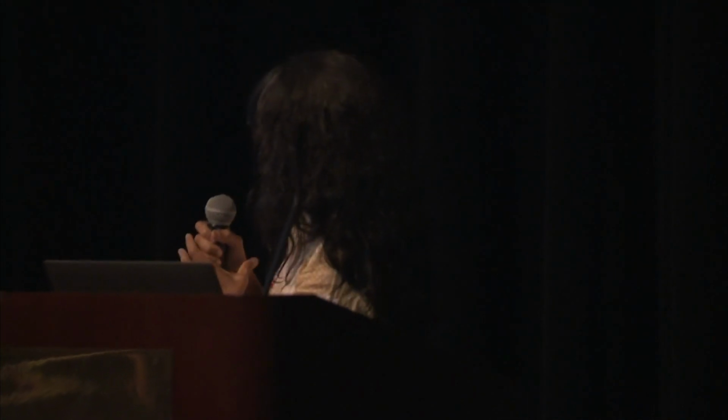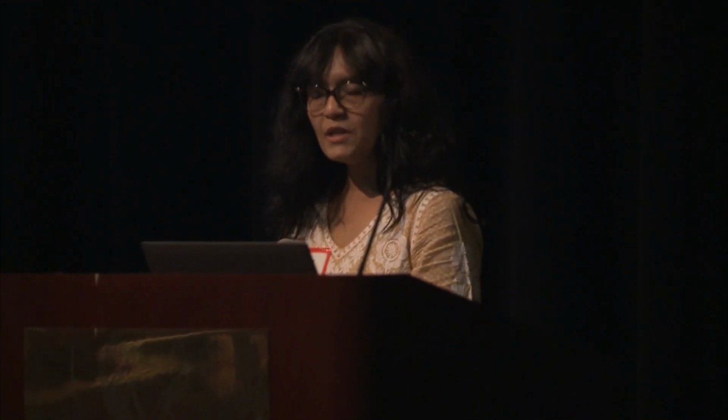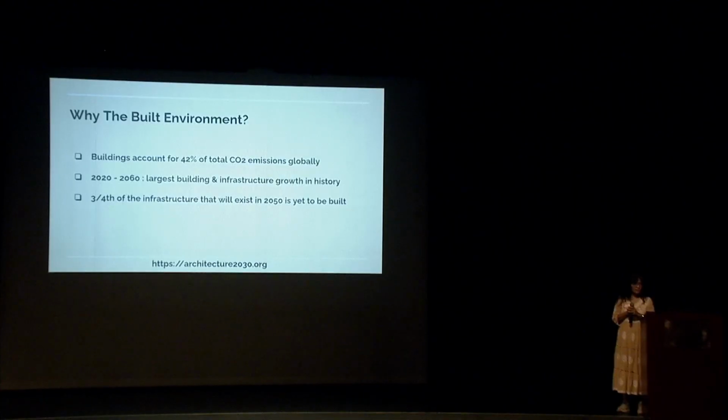Okay, so why do we need to change the way we design buildings? As you can see, buildings account for 42% of the carbon dioxide emissions globally, and this is about the same percentage for buildings in the US as well. Carbon dioxide is a greenhouse gas. It directly contributes to global warming.